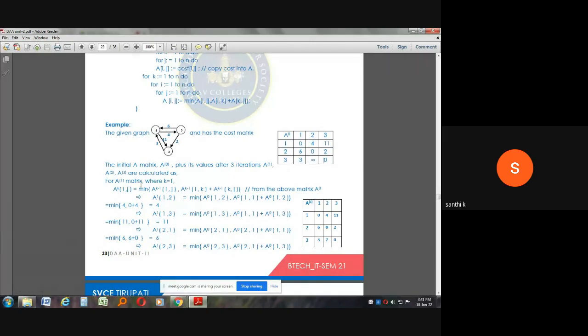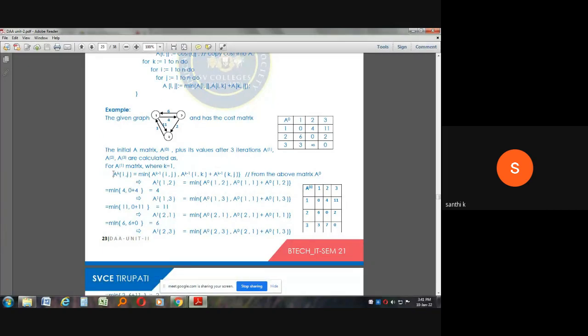Now we have to calculate a power 1, a power 2, and a power 3, as we have 3 vertices. So first we will calculate the a power 1 matrix. To calculate it, you have to make use of this formula: a power k i comma j equals minimum of a power k minus 1 i comma j, a power k minus 1 i comma k plus a power k minus 1 k comma j. Now let us see which value changes in a power 1. Calculate 1 comma 2.